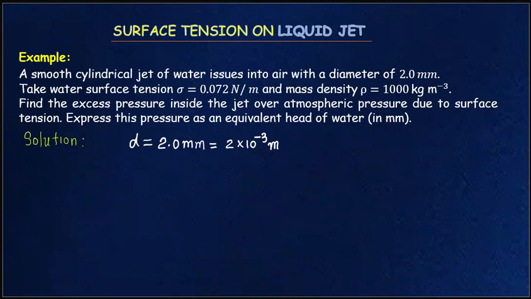Secondly, they have given the surface tension of water at the given temperature condition. So it is 0.072 newtons per meter. That's okay. And they have also given us the mass density of water, that is obviously 1000 kg per meter cube. In general, we take 1000 kg per meter cube as a mass density of water. And we have to find the excess pressure inside the jet over the atmospheric pressure. So we have already done it, friends.